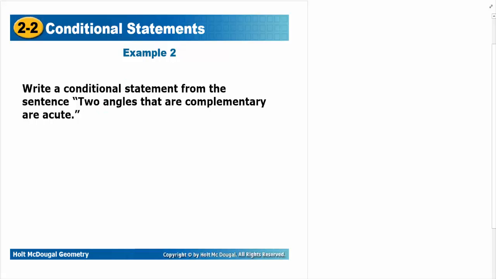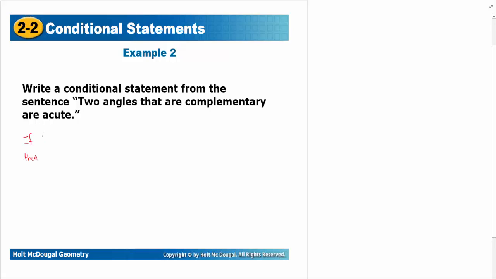All right, next up, two angles that are complementary are acute. So we've got to look at what comes first and what comes second. Again, we are going to have our if, and we're going to have our then. Let's look at this and ask what's coming first. We've got two angles that are complementary. What are they? They're acute. So this one, even though it's not written in if-then form, is written in order, because the angles come first. Once you have the angles that are complementary, you can then say that they're acute. That's your conclusion.